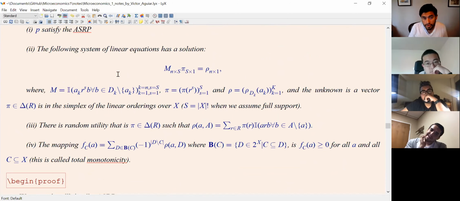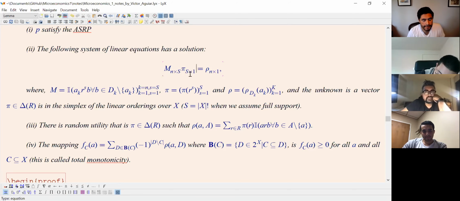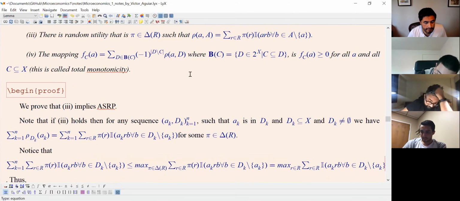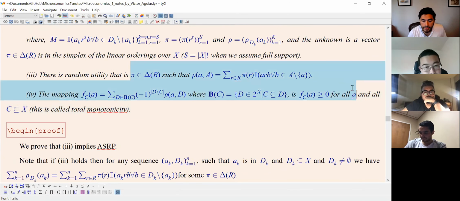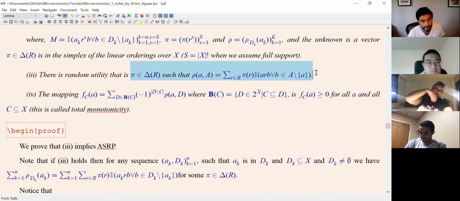Now it turns out it's of course sufficient, because if I find the pi, I found the random utility. Got it? So I'm going to prove that 3, which is random utility, implies the axiom of stochastic revealed preference.